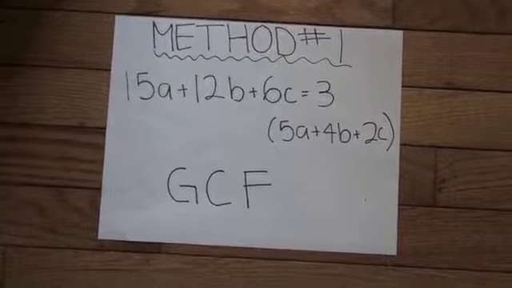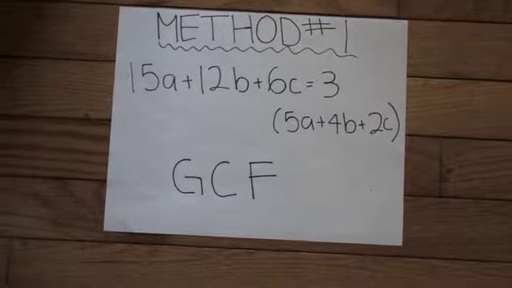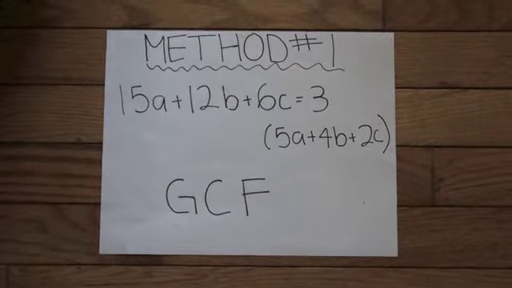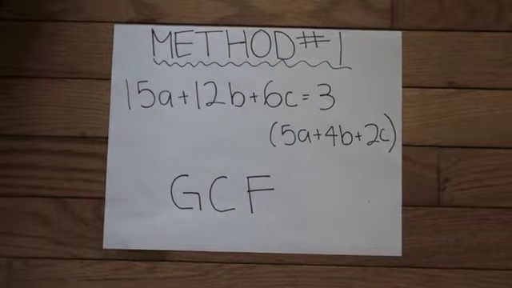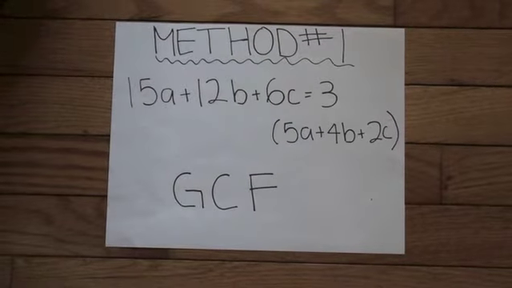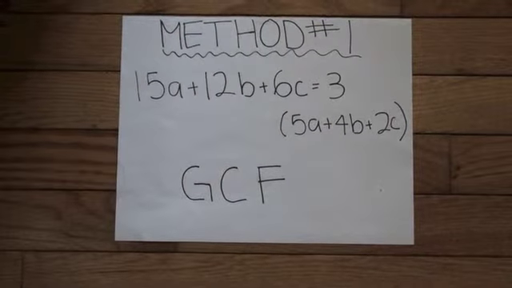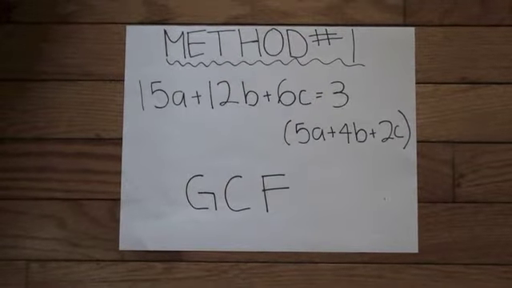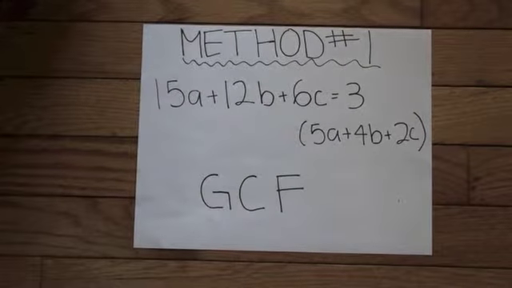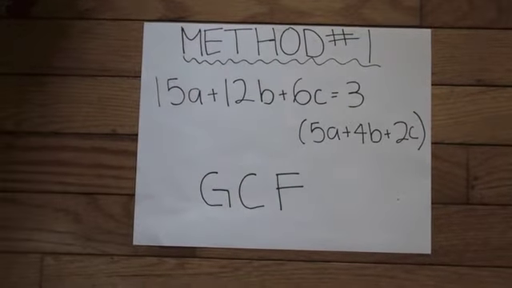The first method of factoring is GCF. GCF stands for the greatest common factor. An example of a problem where you can use this method is 15a plus 12b plus 6c. The first thing you would do when you look at this problem is to find the greatest number that all of the coefficients can go into equally. Take that number out of the equation. Whatever you have left, keep in parentheses.